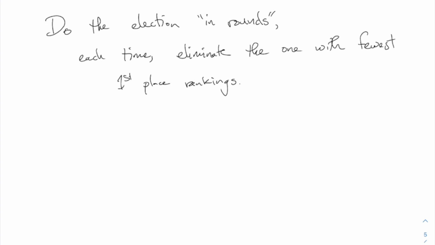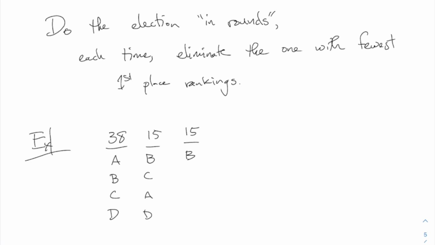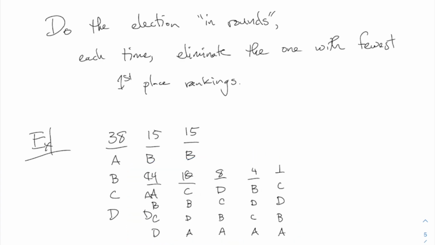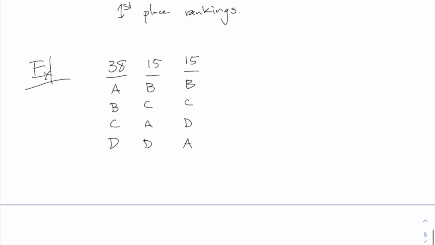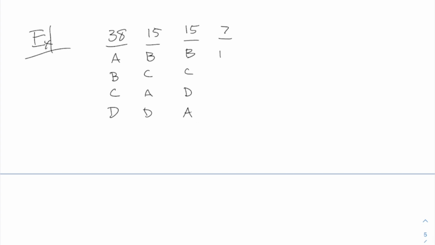I got an example just to try it out. So how about this is kind of a big example here. I have A, B, C's, and D's here. Let's say 38 voters like A, B, C, D, 15 voters like B, C, A, D, 15 say B, C, D, A, like that. Let's say 7 people say D, C, B, A. 10 people say C, B, A, D. And 15 people say C, B, D, A.